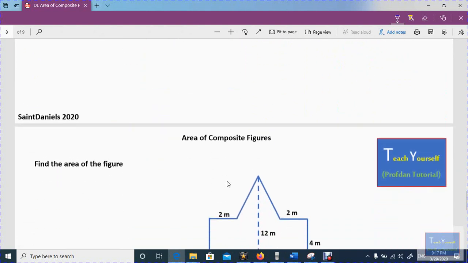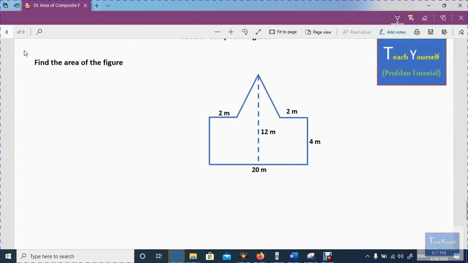Okay, now we look at the last example. Example 3. Find the area of the figure. Okay, all you need to do as usual is to observe what you have. So by mere observation, I can see this part. I can see this part of the figure.